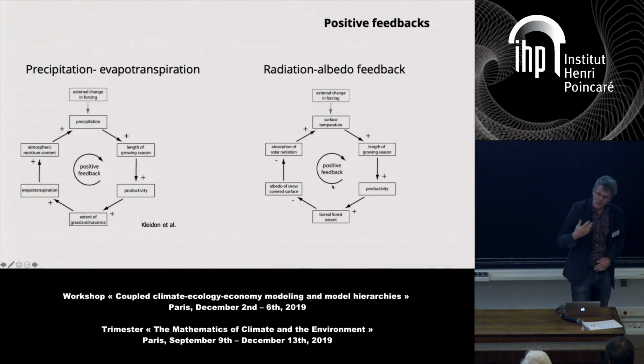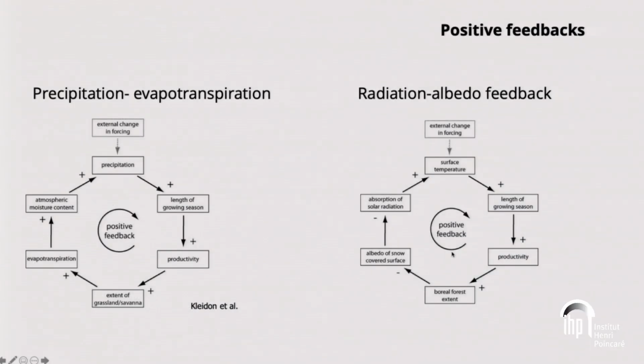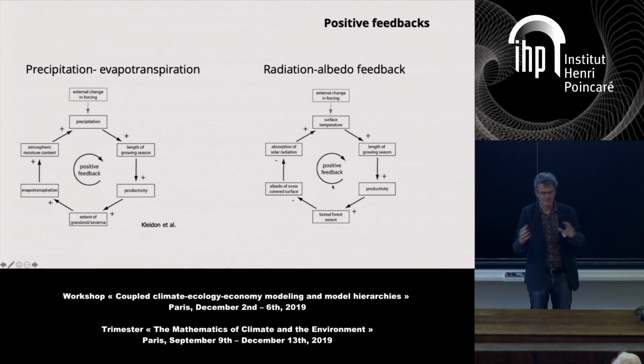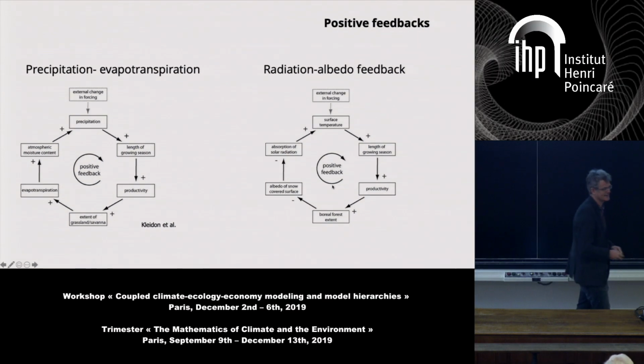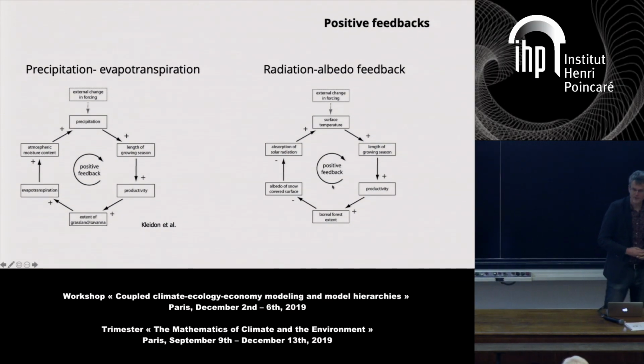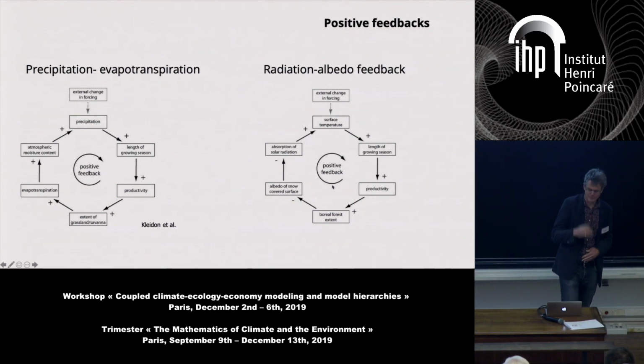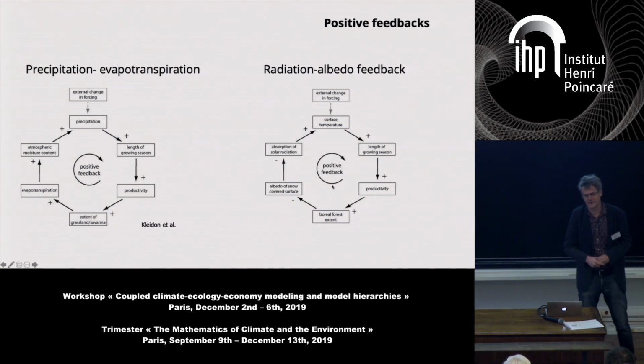In a way, we are very often interested in these positive feedback mechanisms, the positive feedback mechanisms from the land to the atmosphere. And you can say there are two main positive feedbacks in there, and that's what we call the precipitation evapotranspiration feedback.